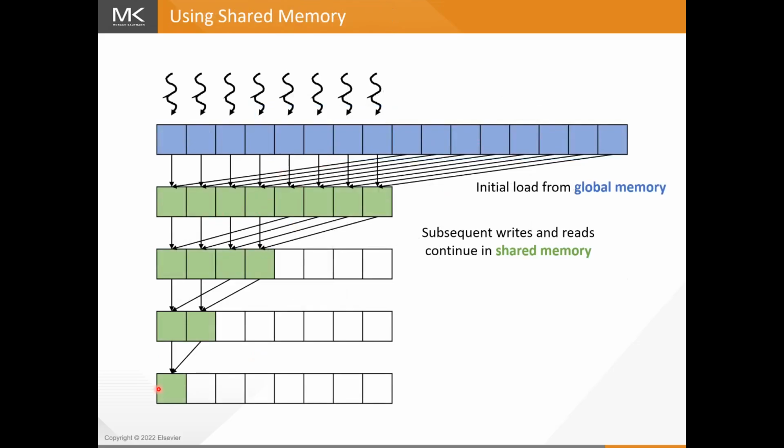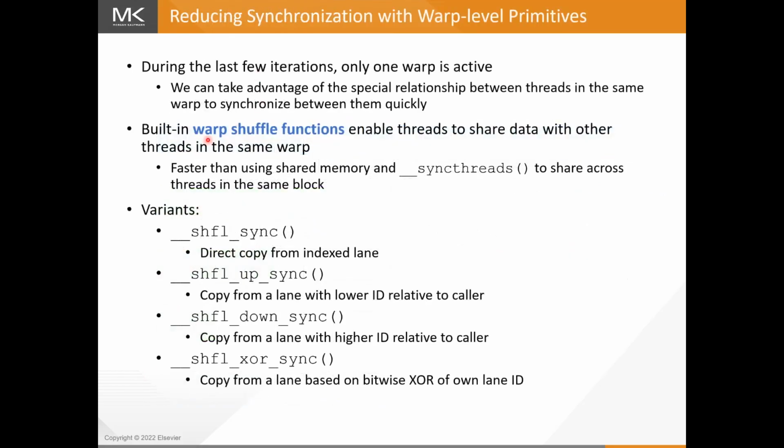And then yet another optimization we applied is we observed that this pattern here involves frequent accesses to shared memory. It also involves frequent barrier synchronizations. And the way that we can reduce that is instead, when the threads come down to the final warp, because the threads in the same warp execute in lockstep, they have a special relationship where they can synchronize and share data faster than using shared memory and sync threads. And they can do that with something called the warp level primitive, particularly the warp shuffle functions.